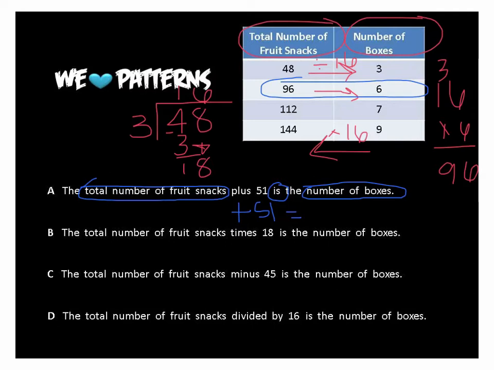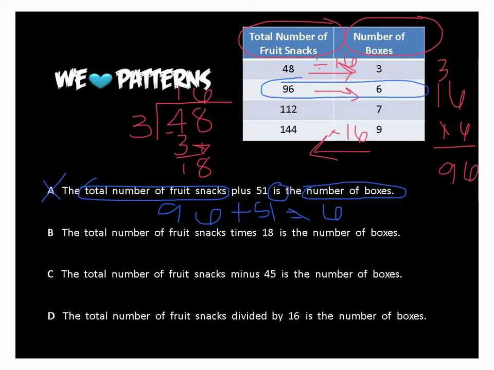So for the total number of fruit snacks, I'm going to use 96 because that is in the total number of fruit snacks column. So 96 plus 51 is the number of boxes. And for the number of boxes, I'm going to use my number of boxes up here. And I have to use the number that goes with 96, which would be 6. Okay, clearly 96 plus 51 is not 6, so I can eliminate this answer choice.